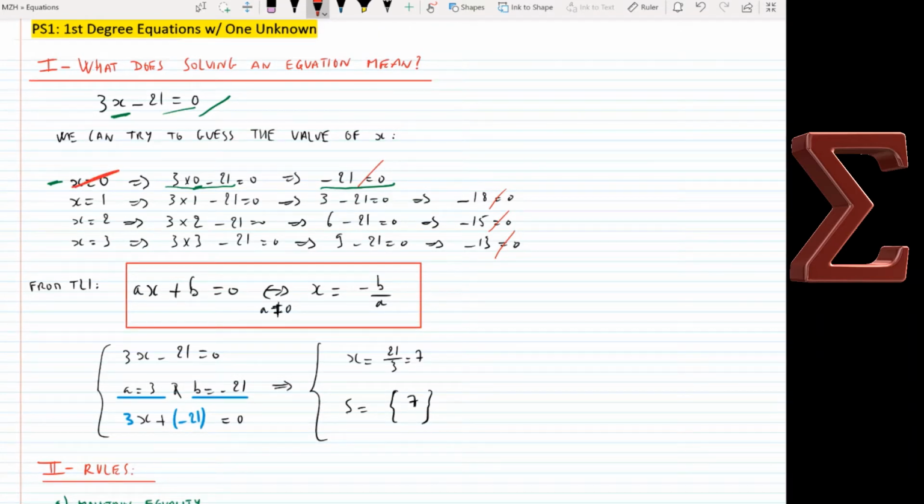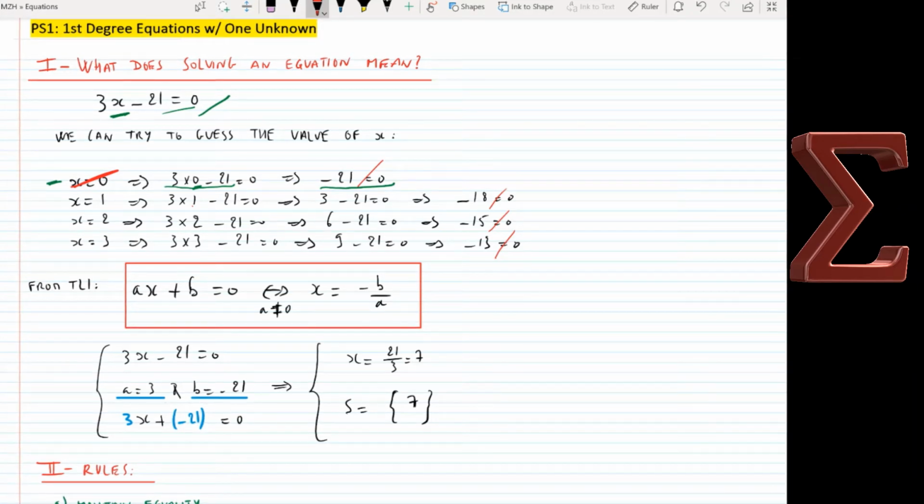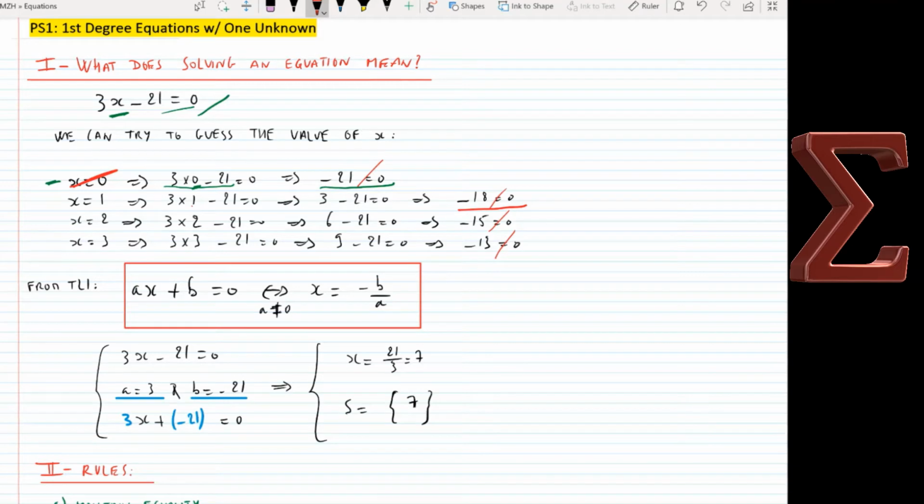Then we can persist and say, all right, let's try x equal 1. Similarly, let's replace x by 1. So 3 times 1 minus 21 equals 0. If we develop the left side, this means 3 minus 21 equal to 0. If we keep developing the left side, this gives us minus 18 equal to 0. Then again, you ask yourself, is minus 18 equal to 0? It's not. That means that x equals 1 is not a solution for this equation.